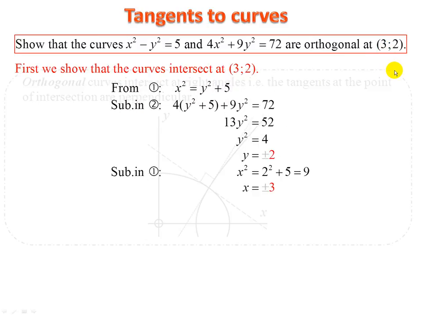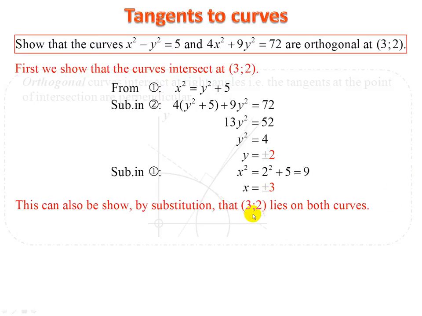Let's solve simultaneously. From the first equation we find x² equal to, we don't have to find x because there's an x² in the other equation. x² is y² + 5. Substitute in for x² in the other equation. Solve for y, solve for x. Notice the plus or minus is grayed out just to remind you that it's there, but we are only interested in the y value of 2 and the x value of 3. This can also be done by substitution, showing that (3, 2) lies on both curves. And that would mean too that they intersect at that point.